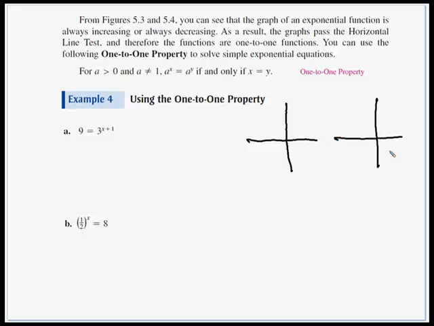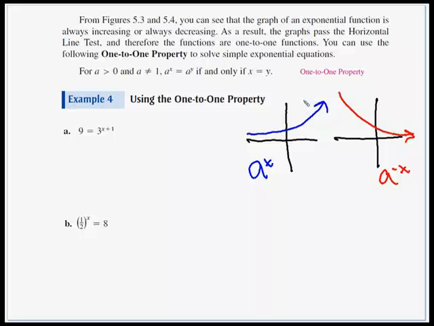But when we graph exponentials, if we have a to the positive x, it's going to be going uphill, an increasing function. If, on the other hand, we have a to the negative x, it's going to start high and then decrease as we go toward the right. So they're always increasing or decreasing. As a result, the graphs pass a horizontal line test, and therefore the functions are one-to-one functions.